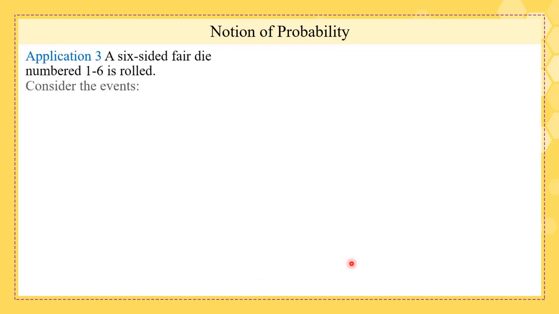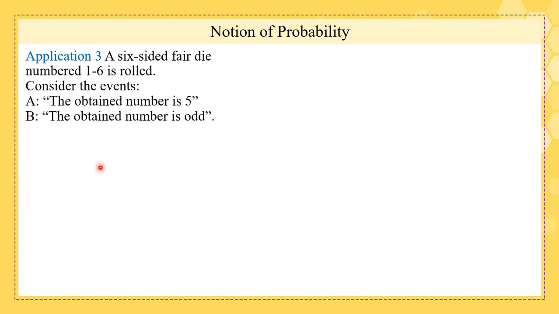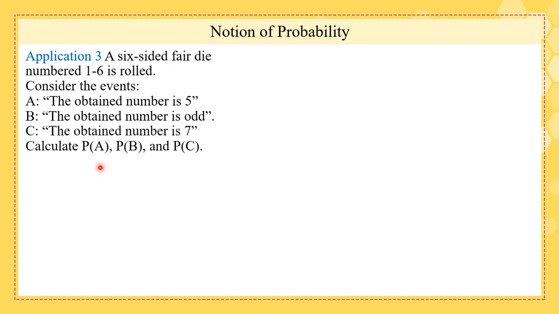Let's see this application. We have a fair die. We have a collection of events and we need to calculate P of A, P of B, and P of C. Try to do it alone. Let's begin. The number of possible cases is 6 because omega in this case contains 6 elements.